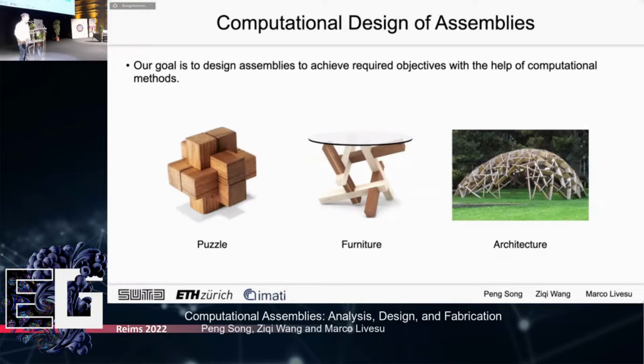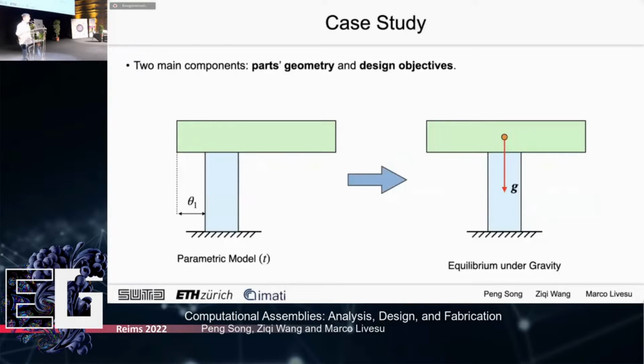The purpose of my part is to use computational approaches to design assemblies that can satisfy some predefined goals. Most design problems have two main components, the part geometry and the design objectives. Look at this very simple example here. This T-shaped assembly is parameterized by one variable theta, which allows the blue part to move horizontally. Our goal is to make the assembly stable under gravity. Of course, the left one is not stable, and the goal is to make it like the right one.